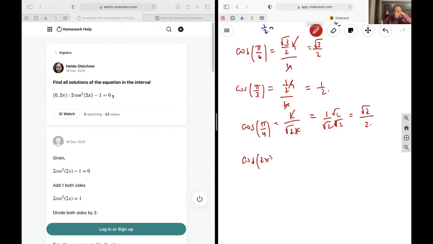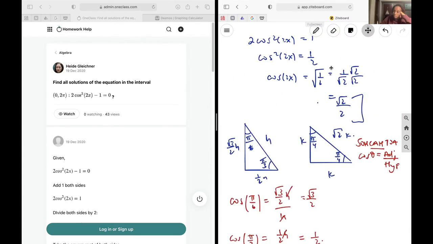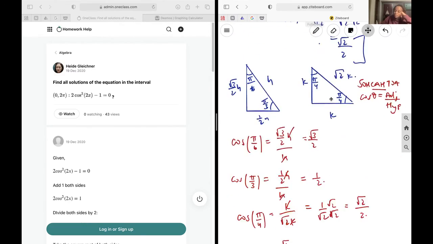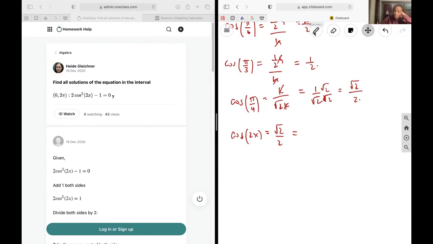So cos 2x is equal to root 2 over 2, which is equal to, but there's a slight change here. This is positive or negative square root 1 over 2. So this is going to be positive or negative square root 2 over 2. Okay, so I have root 2 over 2 is equal to cos pi over 4. And then I just need to double check my negative cosine identities.